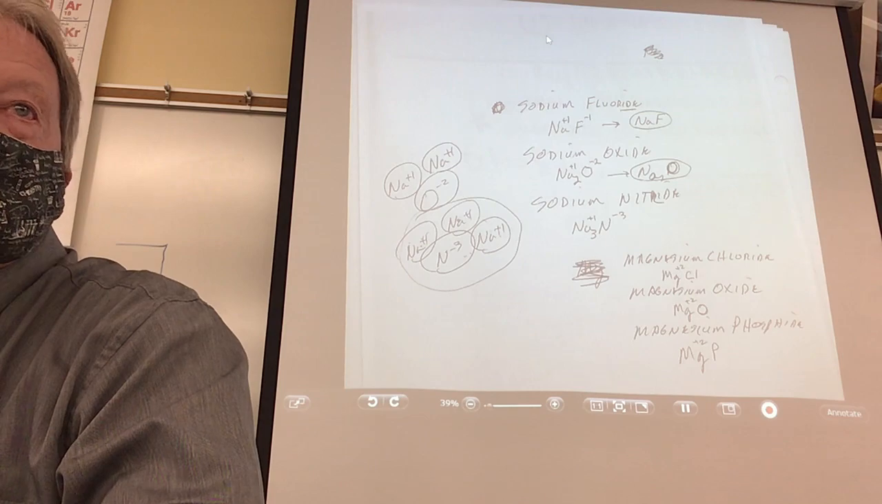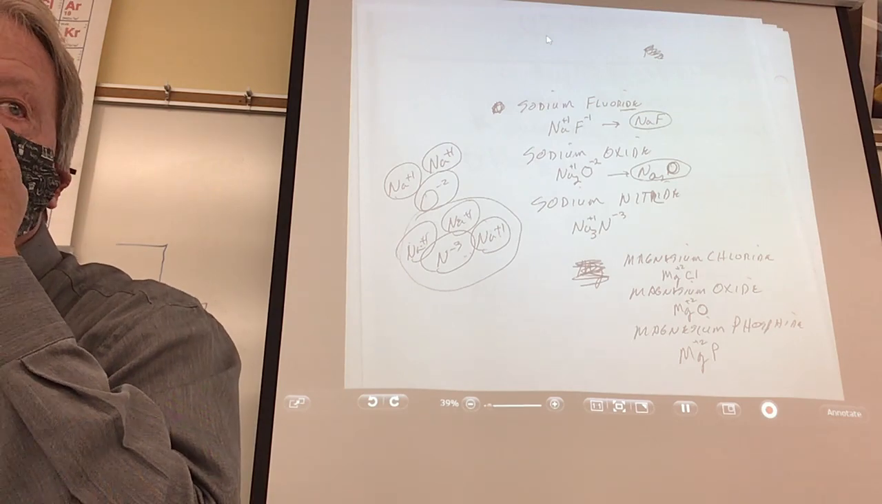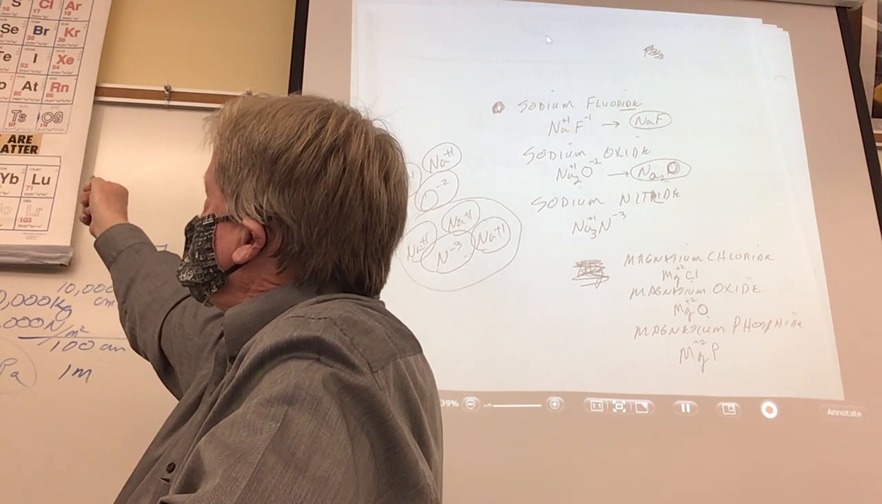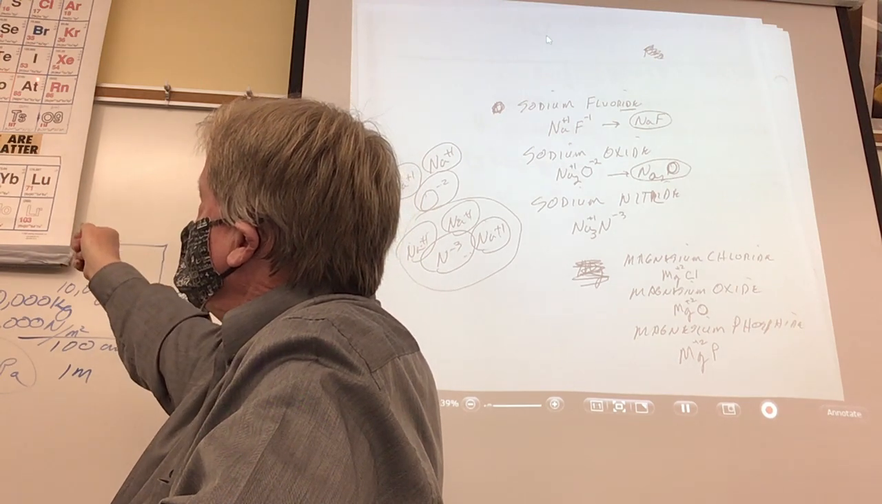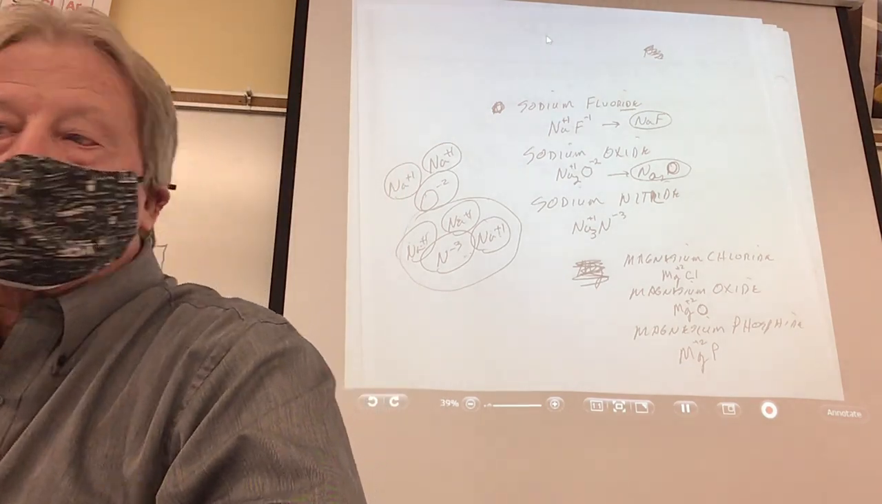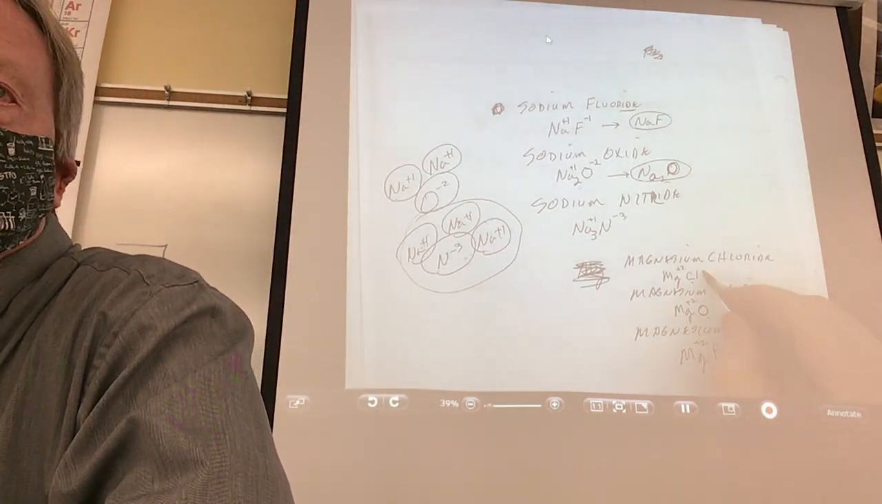That's pretty easy, right? Now when we get to the nonmetals, we have to remember these are not involved. So we start here with the halogens. -1, -2, -3. Okay, so what do you think for chlorine? What are you going to put there?